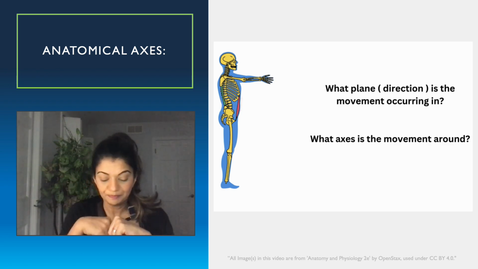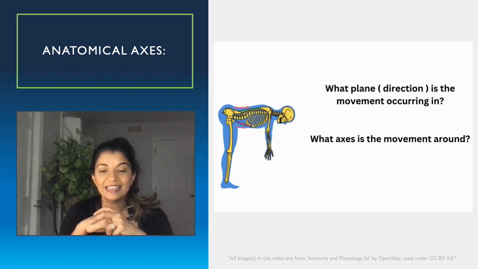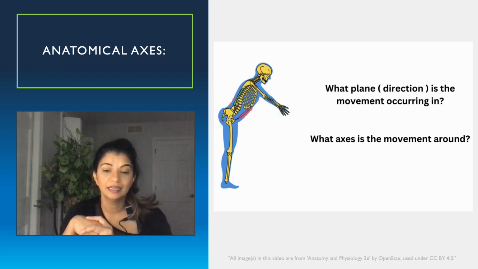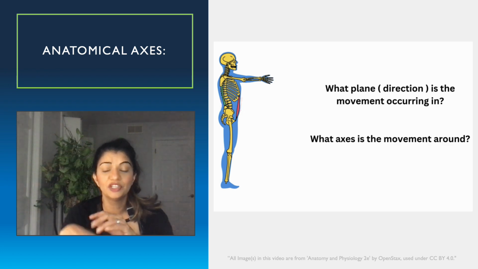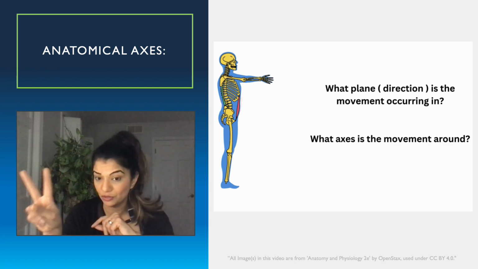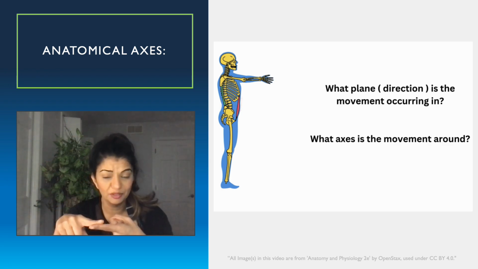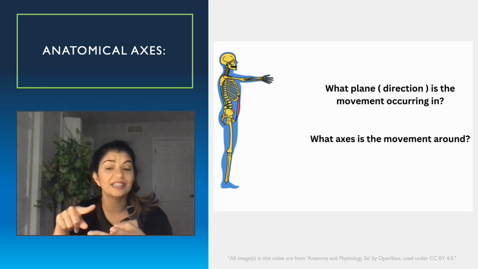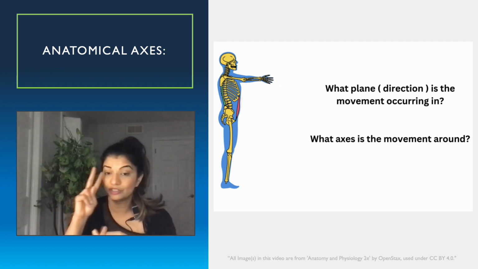understand this. So let's take an example of this person right here, or the skeleton, I should say. He is bending forward, which is flexion, and then extension. So anytime a movement occurs, what you want to ask yourself are actually two questions. What plane or direction is the movement occurring in? And what axis is the movement around? So those are the two things.